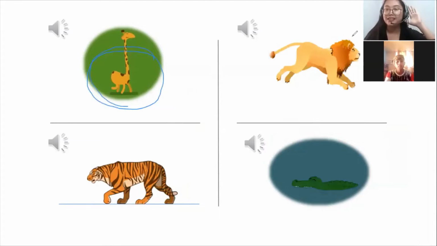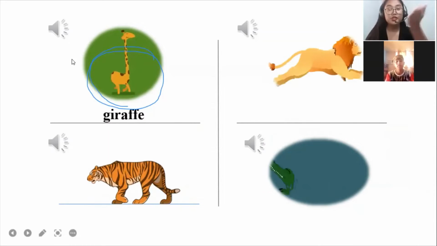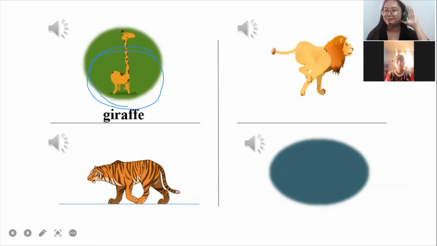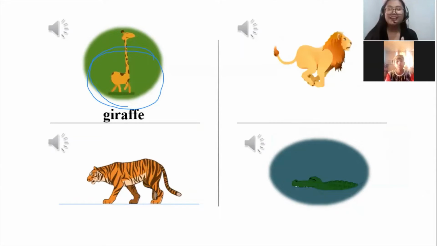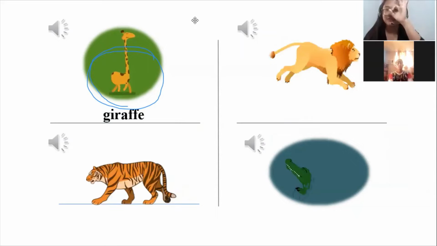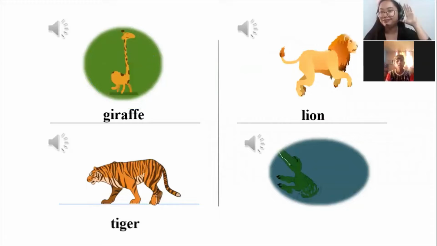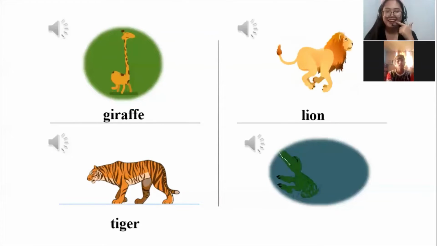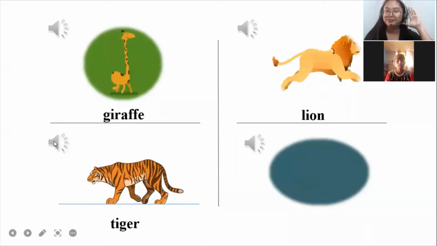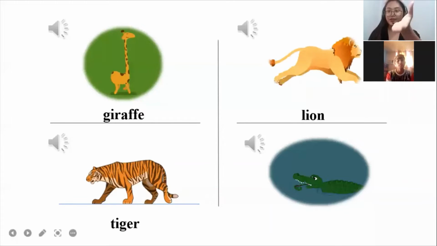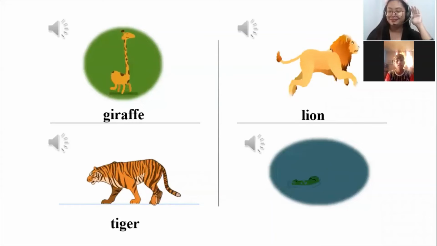And please listen. Giraffe. Giraffe. Giraffe. Great. And look at this animal. Please listen. Lion. Lion. You? Lion. Lion, yay. Listen. Tiger. Tiger. You? Tiger.